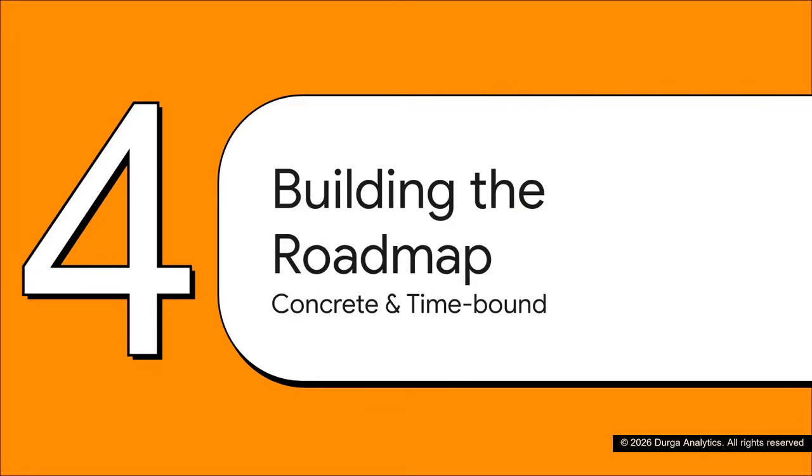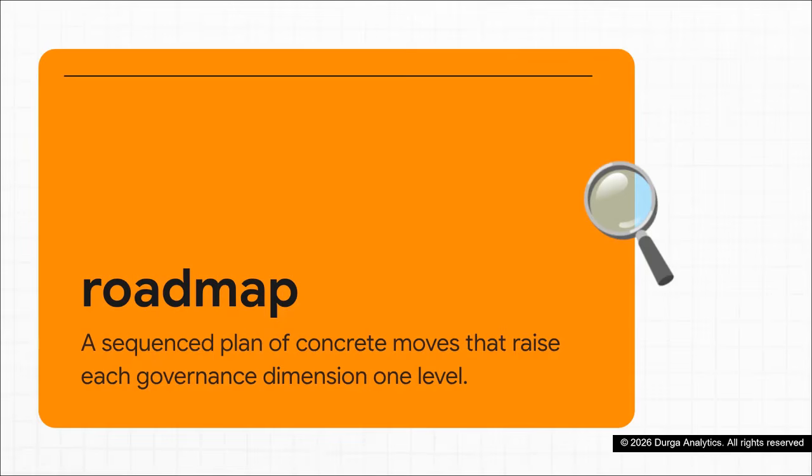This perfectly sets up part 5, building the roadmap. So, what exactly do we mean when we say roadmap in the context of enterprise data governance? It's a sequenced plan of concrete, owned, time-bound moves that raise each governance dimension one level at a time. It cannot be some vague corporate slide deck.